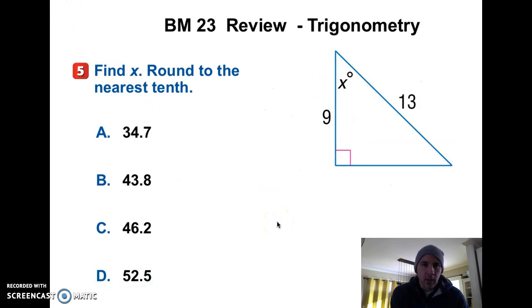This is number 5 for the Benchmark 23 review for trigonometry. What you want to do is find x, round to the nearest tenth. A little different than before. We're going to go ahead and set this up the same way using the trig ratios.